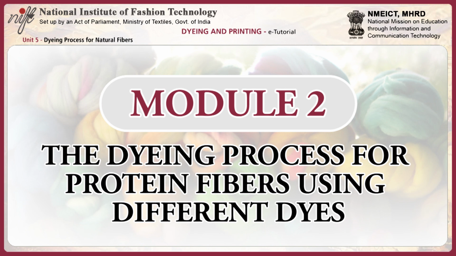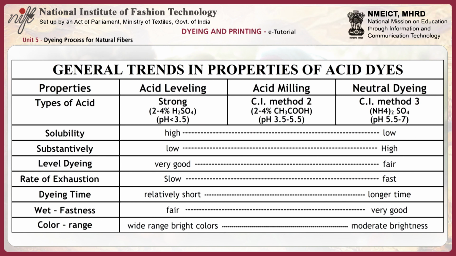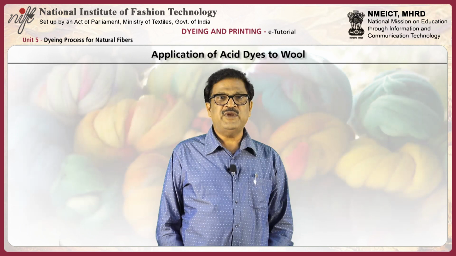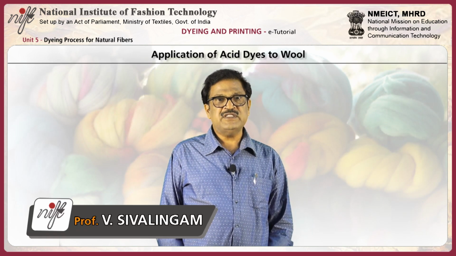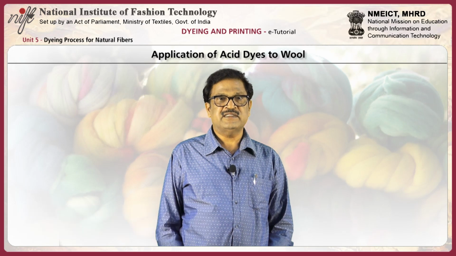Next we will learn about the dyeing process for protein fibers like wool and silk by using different classes of dyes. This table displays the general trends in properties of acid dyes. Application of acid dyes to wool. The dyeing procedure for acid leveling dyes.